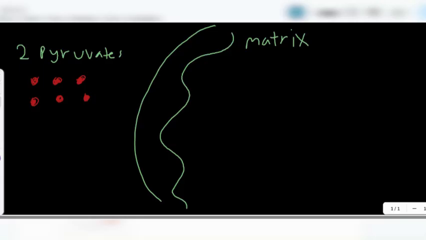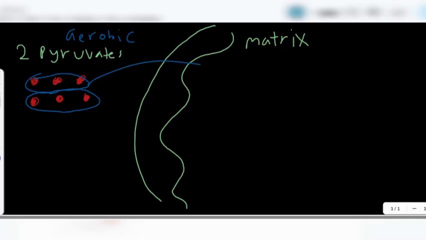Hi everyone. So today I'll be talking about what happens after glycolysis when oxygen is present. When oxygen is present, it is aerobic. After glycolysis, each molecule of glucose splits into two pyruvate molecules. As you can see, there are 3 carbon atoms each. These pyruvates in the cytoplasm must be transported into the mitochondrial matrix to continue aerobic respiration.